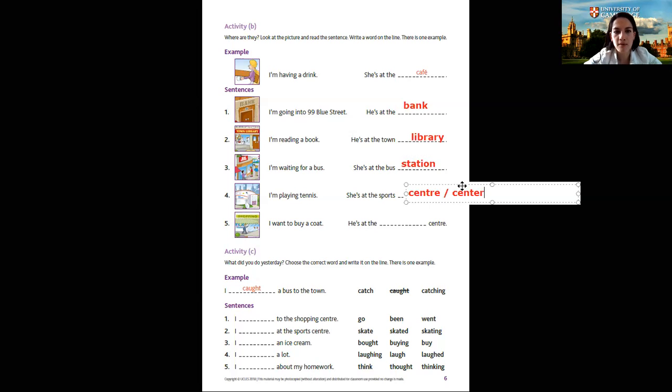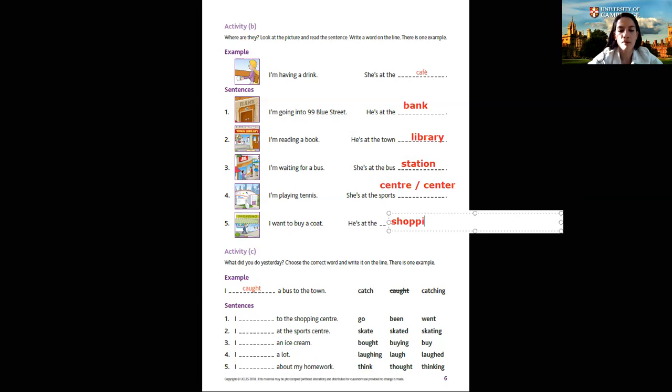And both are correct. Then I want to buy a coat. He's at the what? Shopping center, no? You remember that, okay? Then here, for example, we can practice something similar to the other part when you have to choose the words.